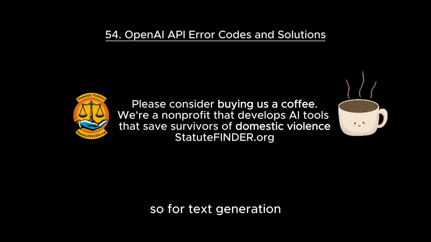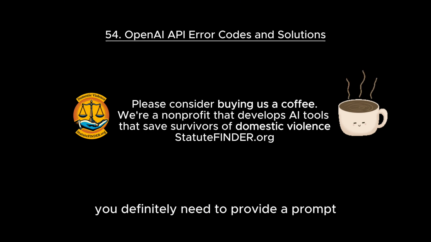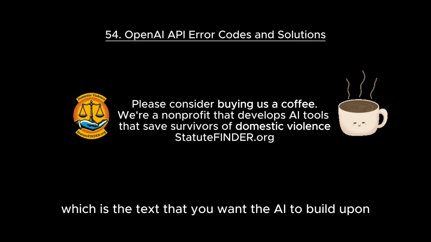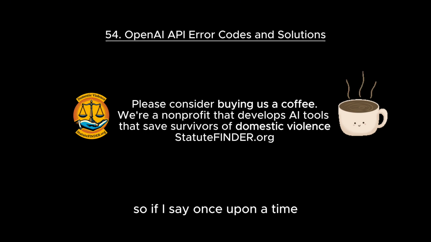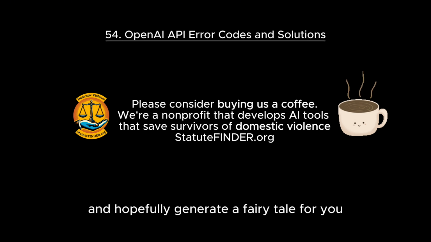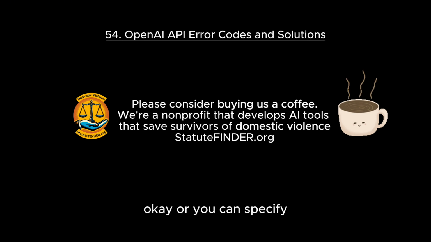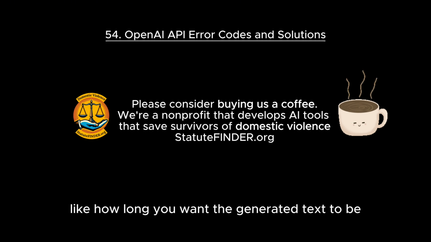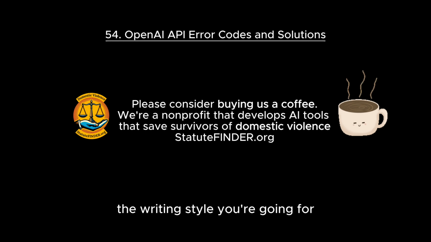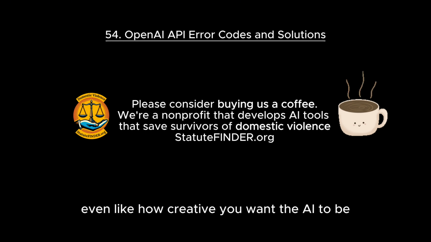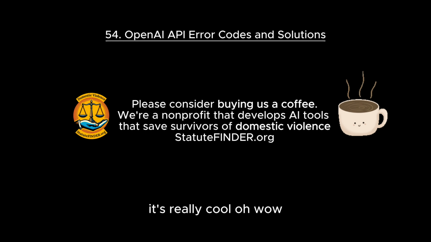So for text generation, you definitely need to provide a prompt, which is the text that you want the AI to build upon. So if I say "once upon a time." Exactly. It'll take that and hopefully generate a fairy tale for you. Or you can specify how long you want the generated text to be, the writing style you're going for, even how creative you want the AI to be. It's really cool. So you can really fine tune it.